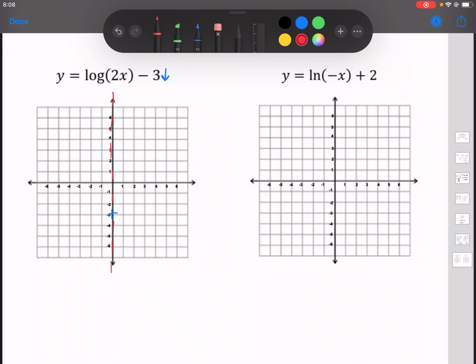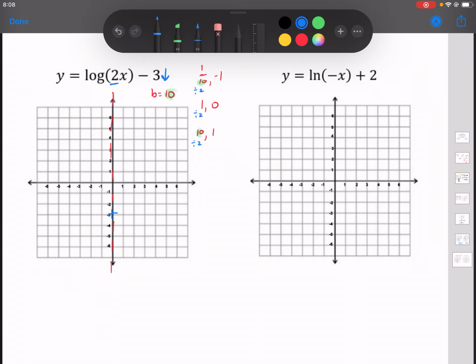Now, this is an example of a common log. Remember, common log has a base of 10. So my key points would be 1/10, negative 1, and then 1, 0, and 10, 1, because I'm matching these with my base. Now, the 2 inside, if I'm doing key points, affects the x's, and it tells me to divide my x's by 2.